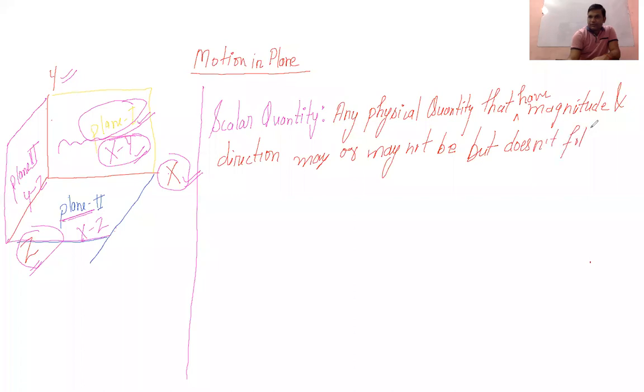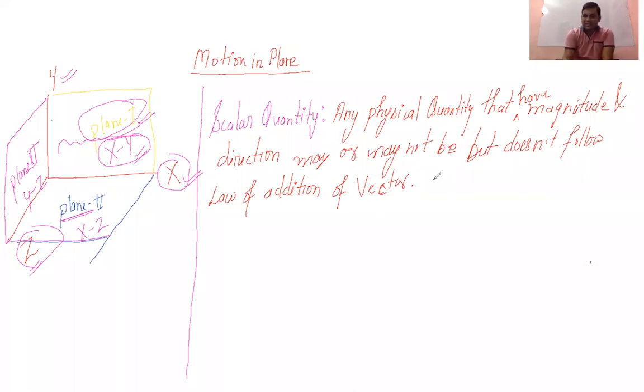They follow standard algebraic addition, but do not follow the vector law of addition. The law of addition of vectors is basically the fancier mathematics, and scalars follow only the law of algebraic addition, meaning simple mathematics. 2 plus 2 is equal to 4.